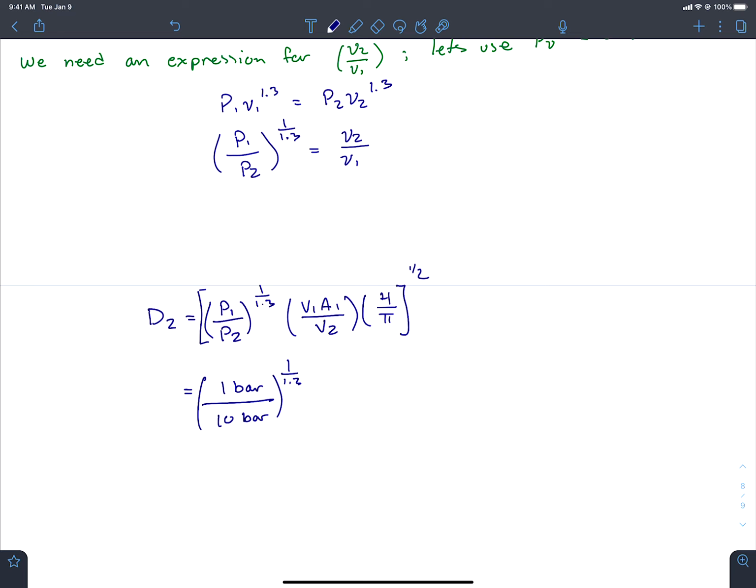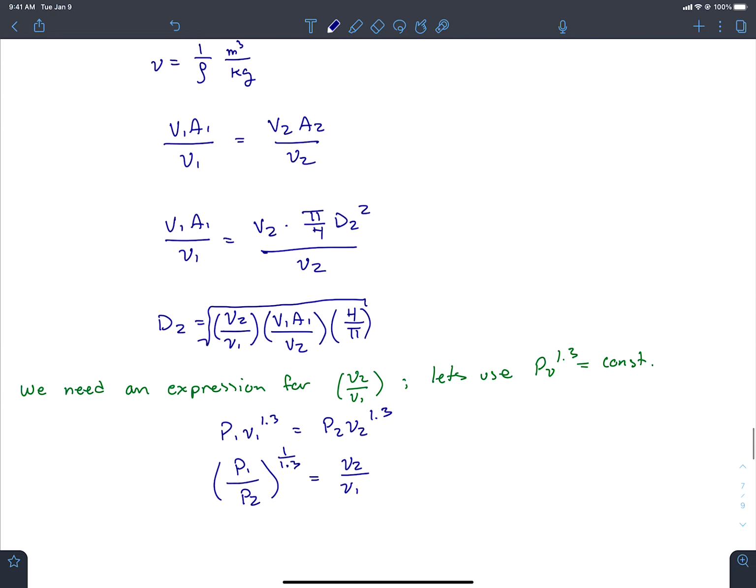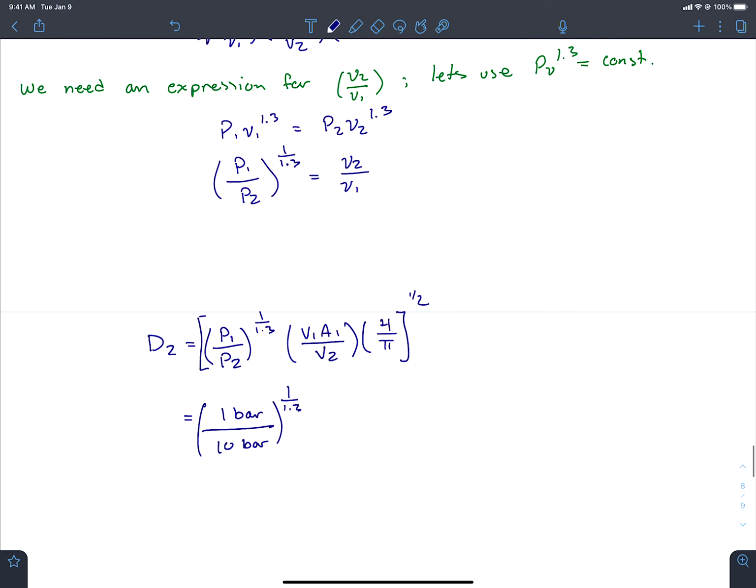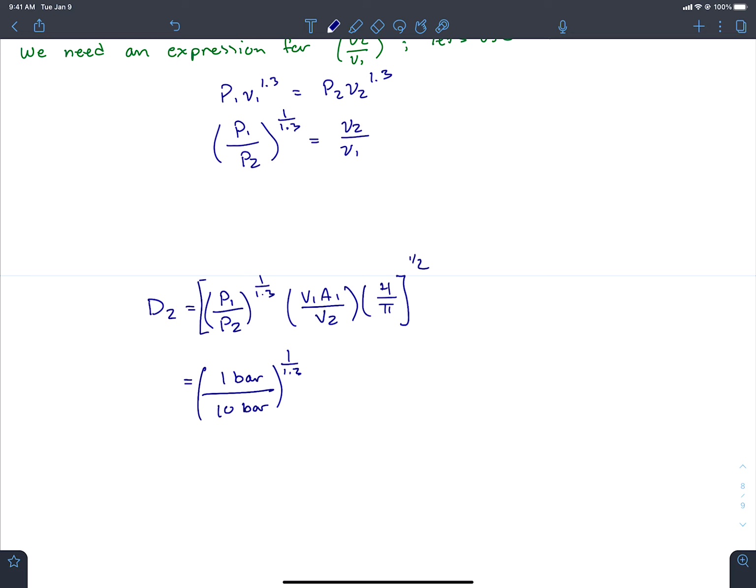Now, we're given V1A1. That's why I wrote it in the givens, so it says the volumetric flow rate, but you have to think about what volumetric flow rate actually means. Because a lot of students last term got to this step and were confused because they were like, well, we're not given that, but you actually are. Okay, so 0.25 meters cubed per second over V2, which is 70 meters per second, times 4 over pi, all to the 1/2.